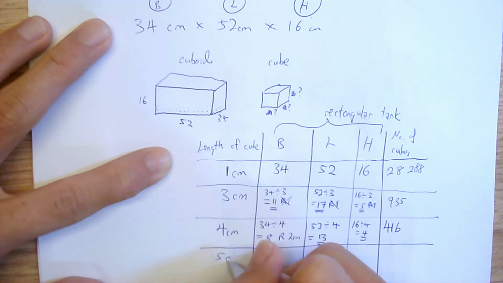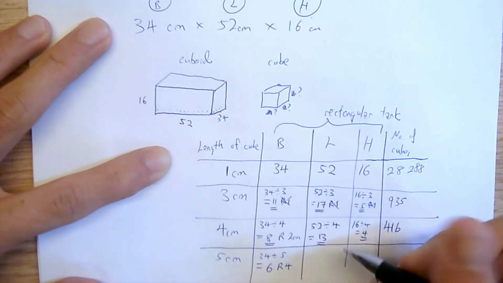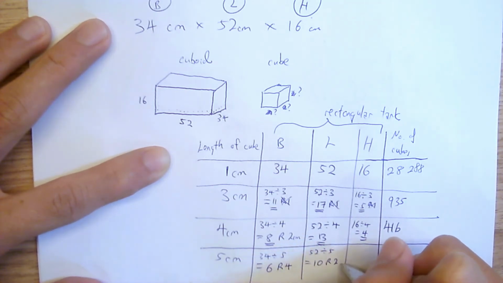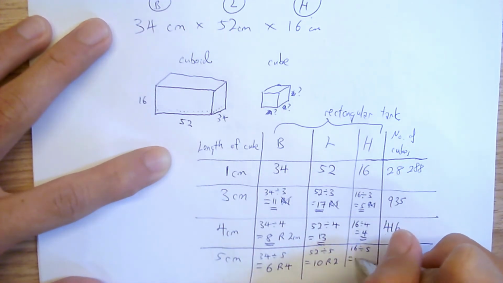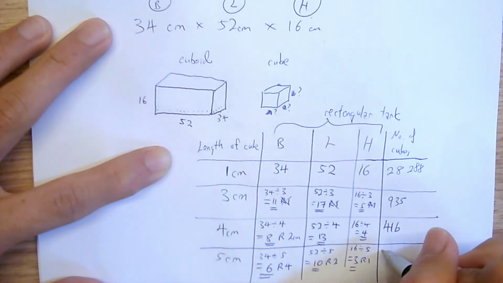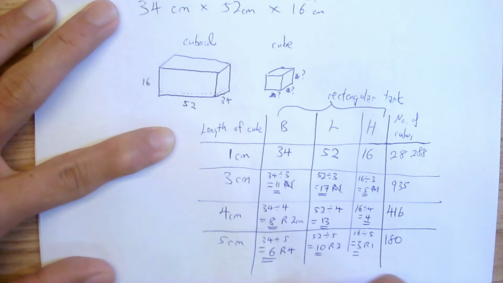If it's 5 cm, now 34, how many 5 cm cubes can I put inside? There will just be 6, remainder 4. Then for the length, 52 divided by 5 will give us 10, remainder 2 cm. 16 divided by 5 will give us 3, remainder 1 cm. So we just take 6 multiplied by 10 multiplied by 3, which gives us 180. We are getting real close to 56. Okay, next one.